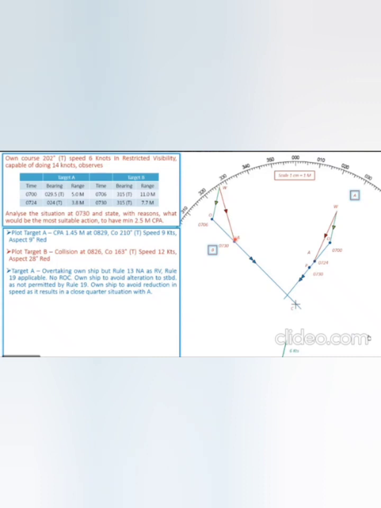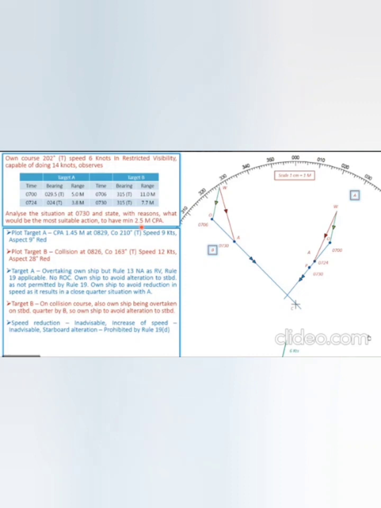So own ship is being overtaken from the starboard quarter by target B. And again, if you analyze the situation with target B, own ship should avoid alteration of course to starboard, because an alteration to starboard would be in contravention of Rule 19D of ROR. So with this understanding with both the targets now, Alpha and Bravo, let us now evaluate what possible actions are available to us which should be taken to have a CPA of 2.5 miles.